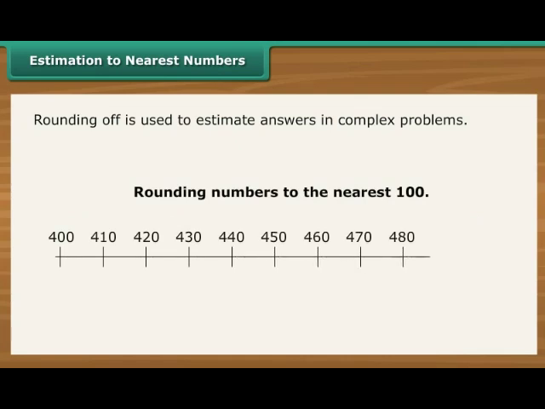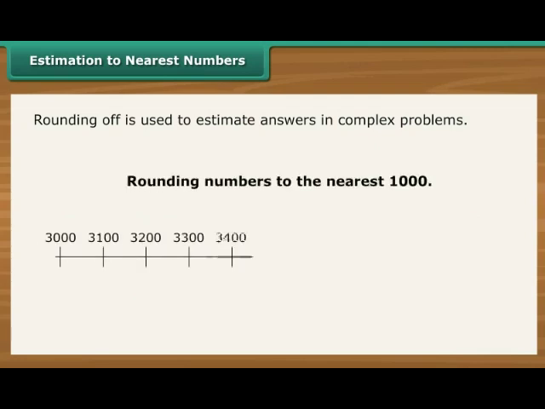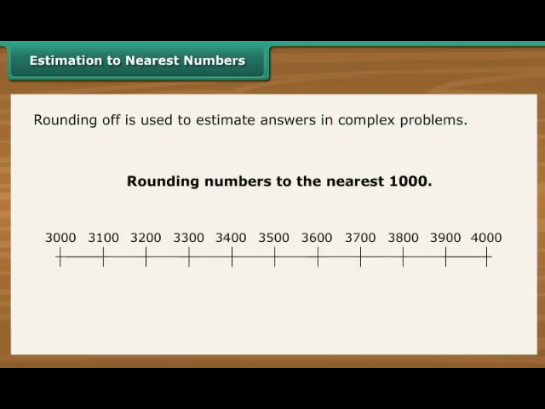Rounding numbers to the nearest 100 means finding which 100 they are nearest to. For example, 423 rounded to the nearest hundred is 400. Rounding numbers to the nearest thousand means finding which thousand they are nearest to. For example, 3800 rounded to the nearest thousand is 4000. Estimation of sum, difference, product.